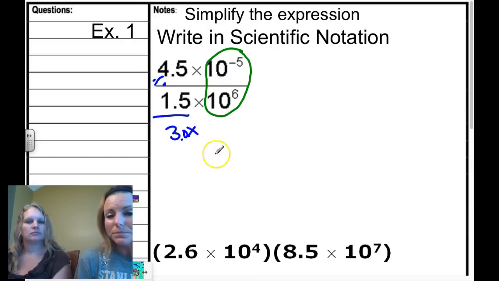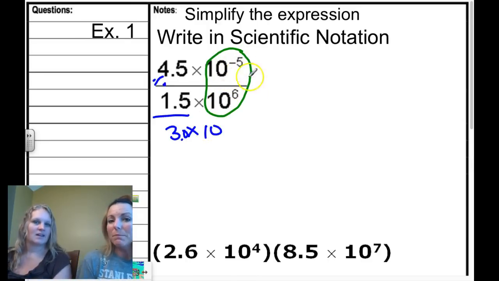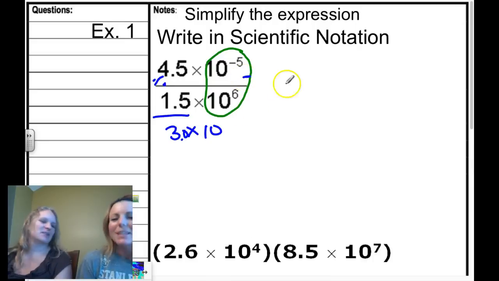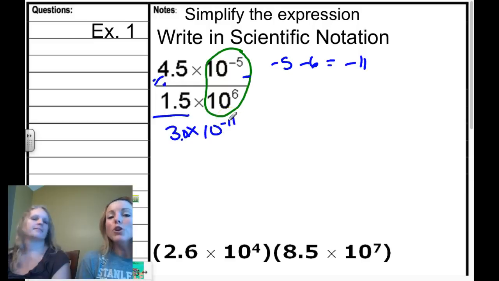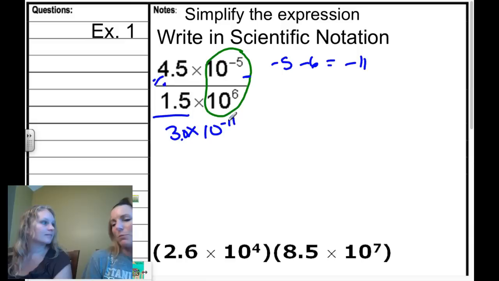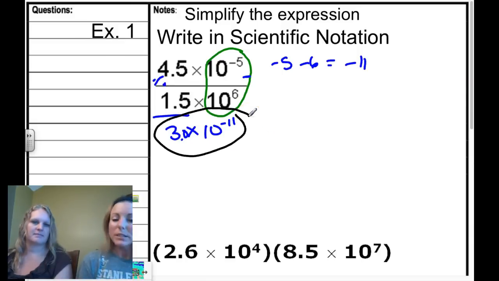Times 10. Now notice, you have a base of 10 divided by a base of 10. They're the same, so we can just subtract their exponents. Negative 5 minus 6 is negative 11. Now I know on day 1, I said never leave your answer with a negative exponent. In scientific notation, it is okay. We just leave this.